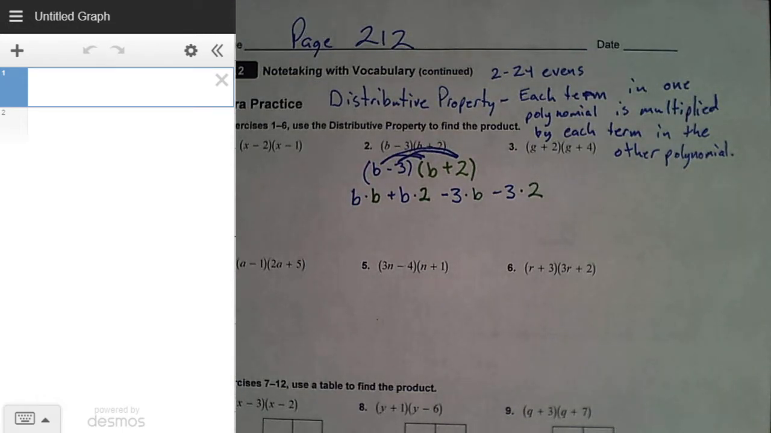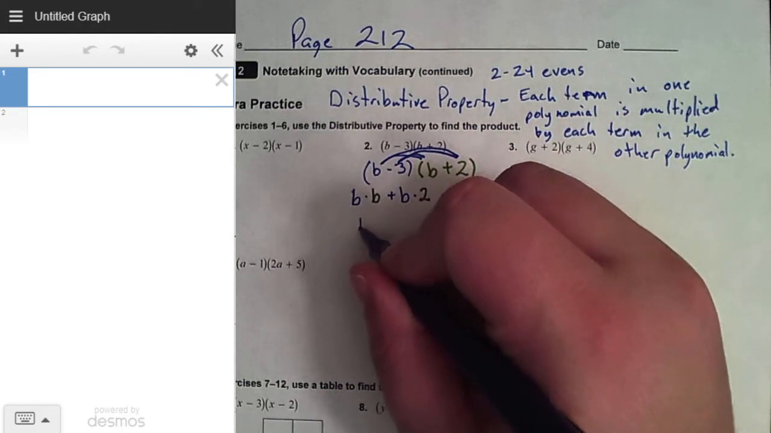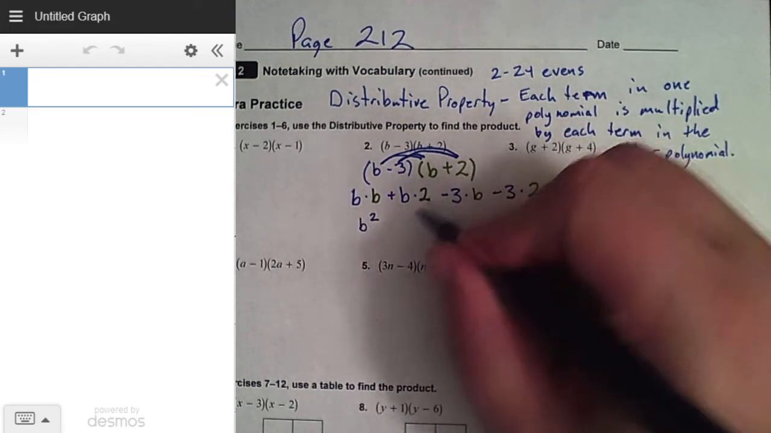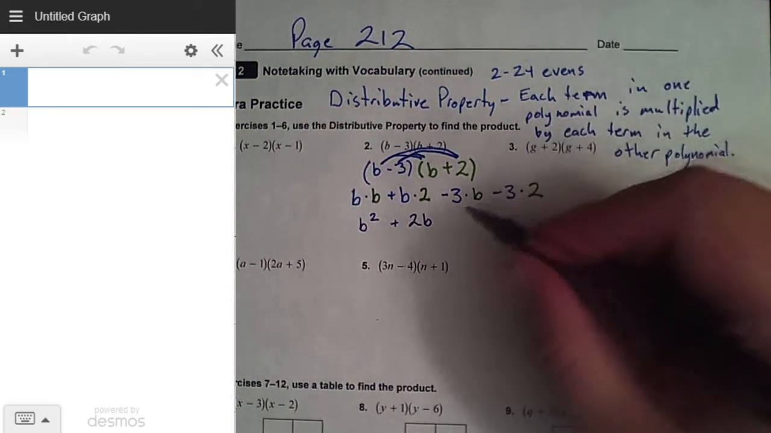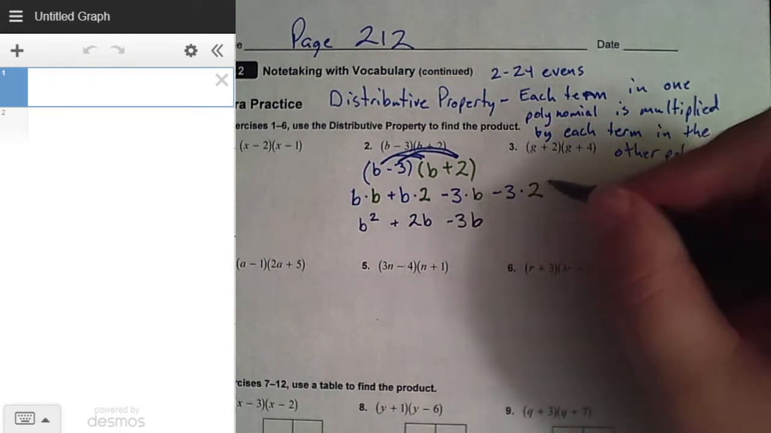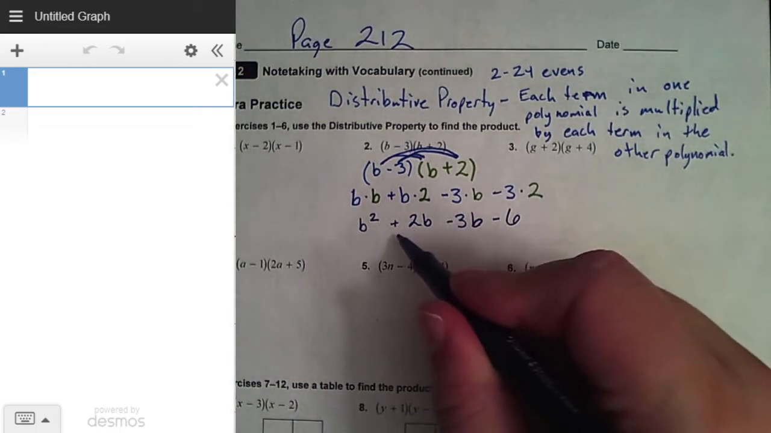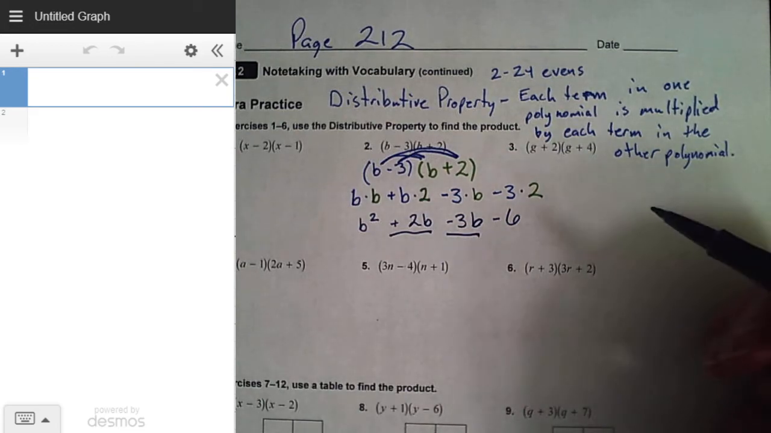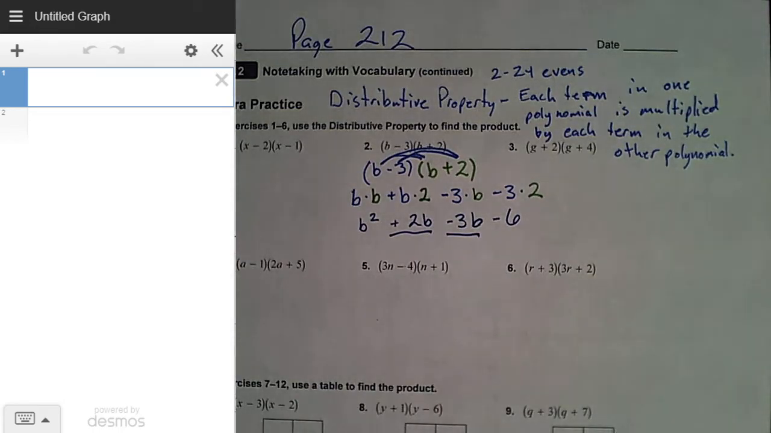When we get that, I'm going to use one color here on the second to last line, because we'll have to combine like terms. We have b times b is b squared, and b times +2 is 2b. And then we have -3 times b is -3b. And -3 times 2 is -6. We notice that those terms right there are like terms because they have the same variable to the same power. So we need to combine those.